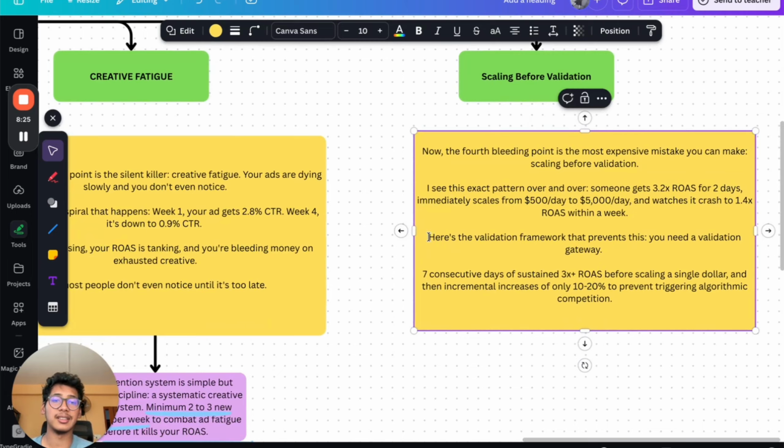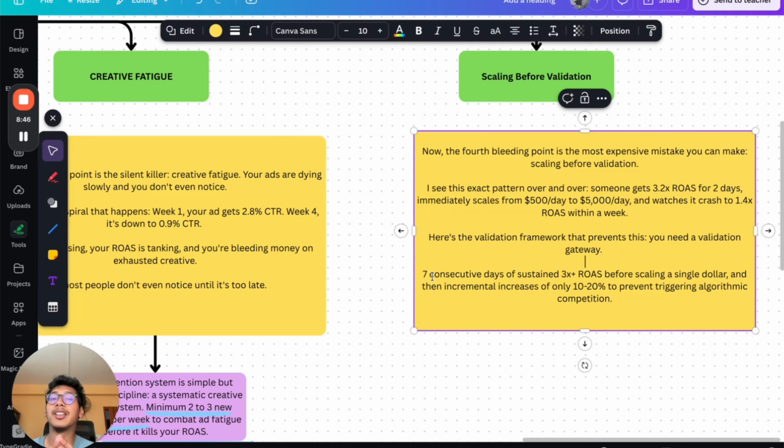So here's the validation framework that prevents this. 7 consecutive days of sustained 3x ROAS before scaling a single dollar, and then incremental increases of 10 to 20% to prevent triggering automatic algorithmic competition.